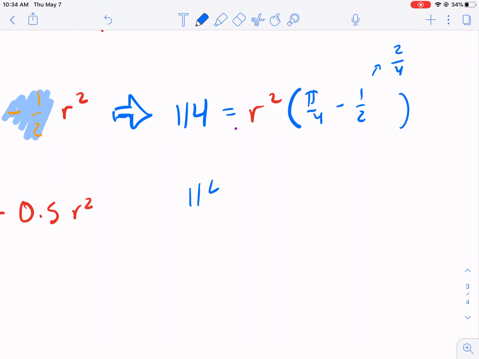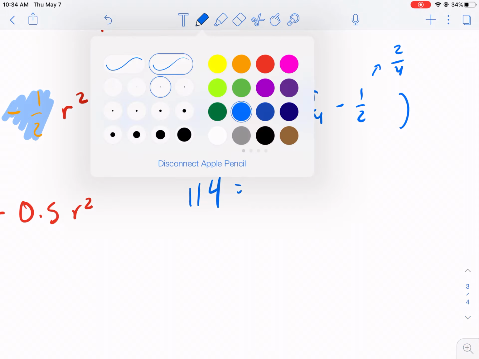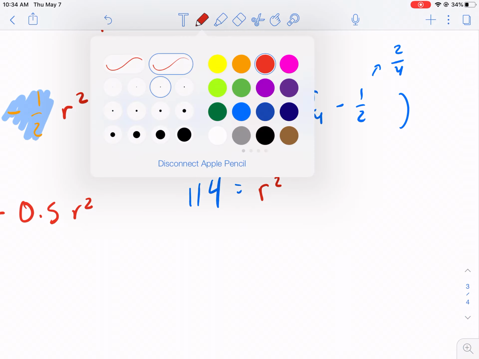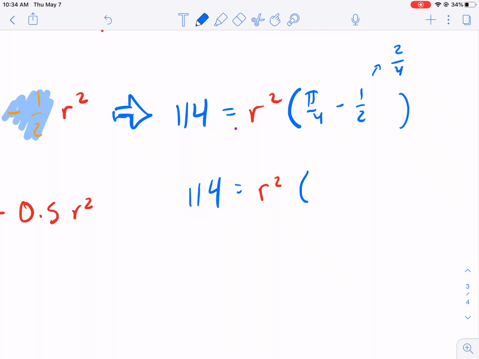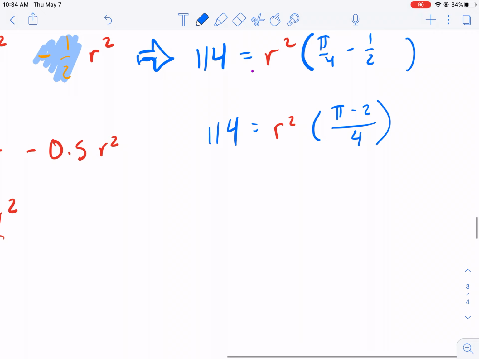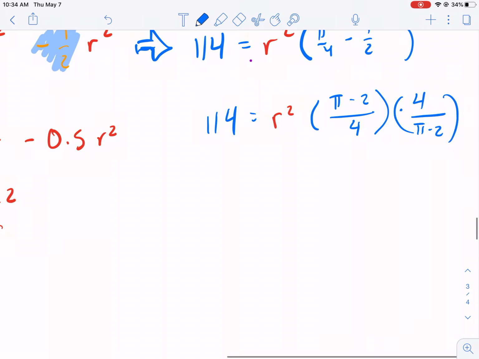So now I have 114 equals r squared times, and this is where I combine the fractions. I have pi over 4 minus 2 over 4, so pi minus 2 over 4. Now, since this is times r squared, and I want to get the r squared by itself, I'm going to multiply both sides by the reciprocal, 4 over pi minus 2. So I'm going to go ahead and do that.